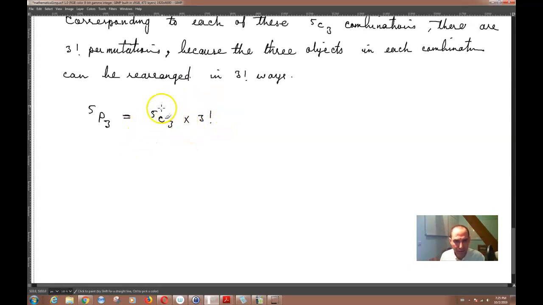And so what that means is that 5 combination 3 is the same thing as, if I divide both sides of this equation, for example, by 5 permutation 3, divided by 5 permutation 3, I'll get 5 combination 3 times 3 factorial over 5.